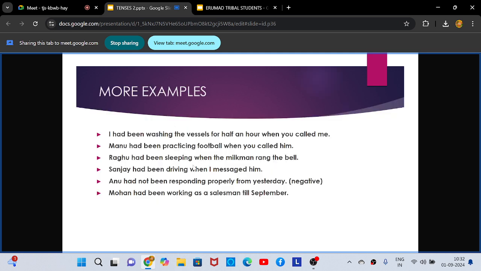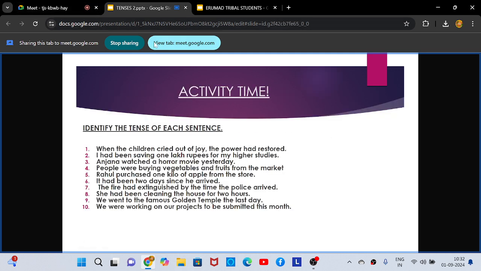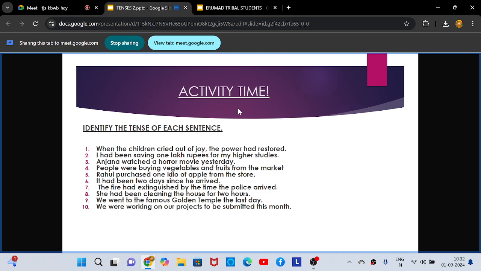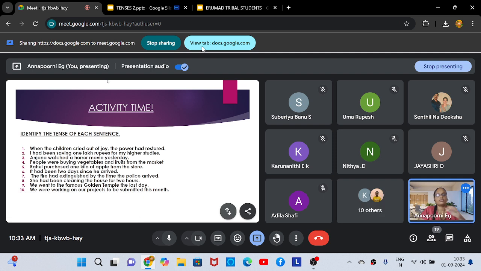Okay, then we also discussed some examples. Now this is an activity time for us. Okay, so we have to complete this activity and then we will start future tense. Okay, so I will read the sentences, you have to find out the correct tense, and here you have to identify what tense the sentence is written in. All right, let's start. First one, when the children cried out of joy, the power had restored. When the children cried out of joy, the power had restored.